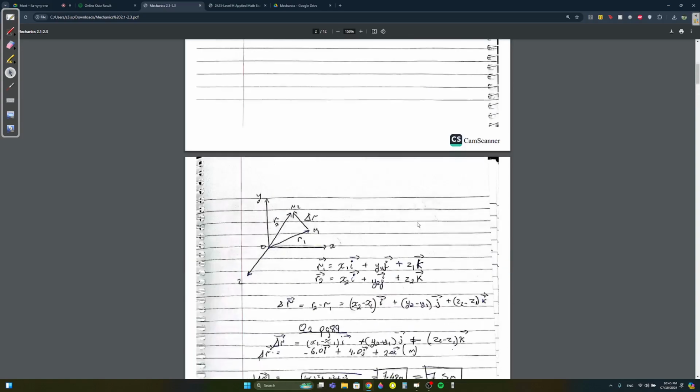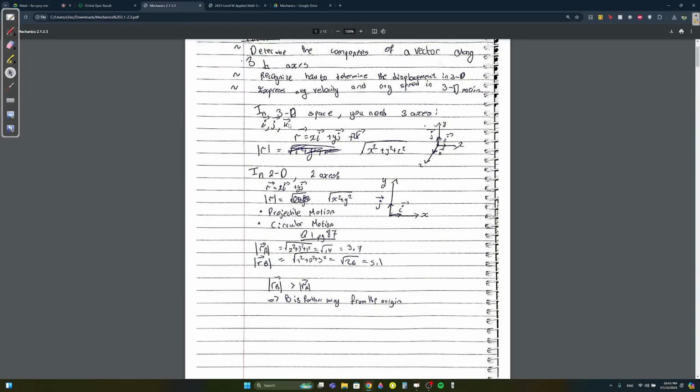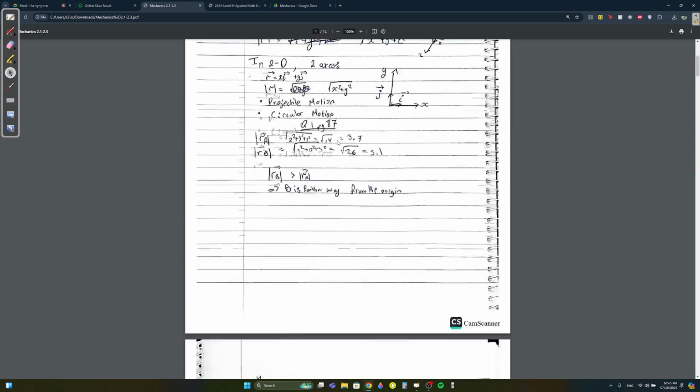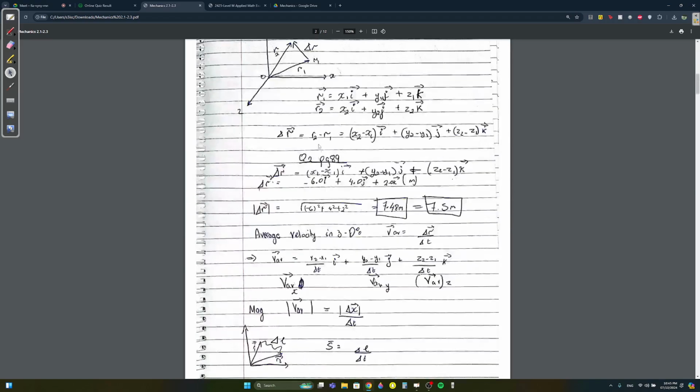First of all, the vector part is really easy, honestly. In 3D you just have an extra k vector, but you don't get asked about it in the quiz. But brother, in simple terms, in two dimensions you can use projectile motion and circular motion.